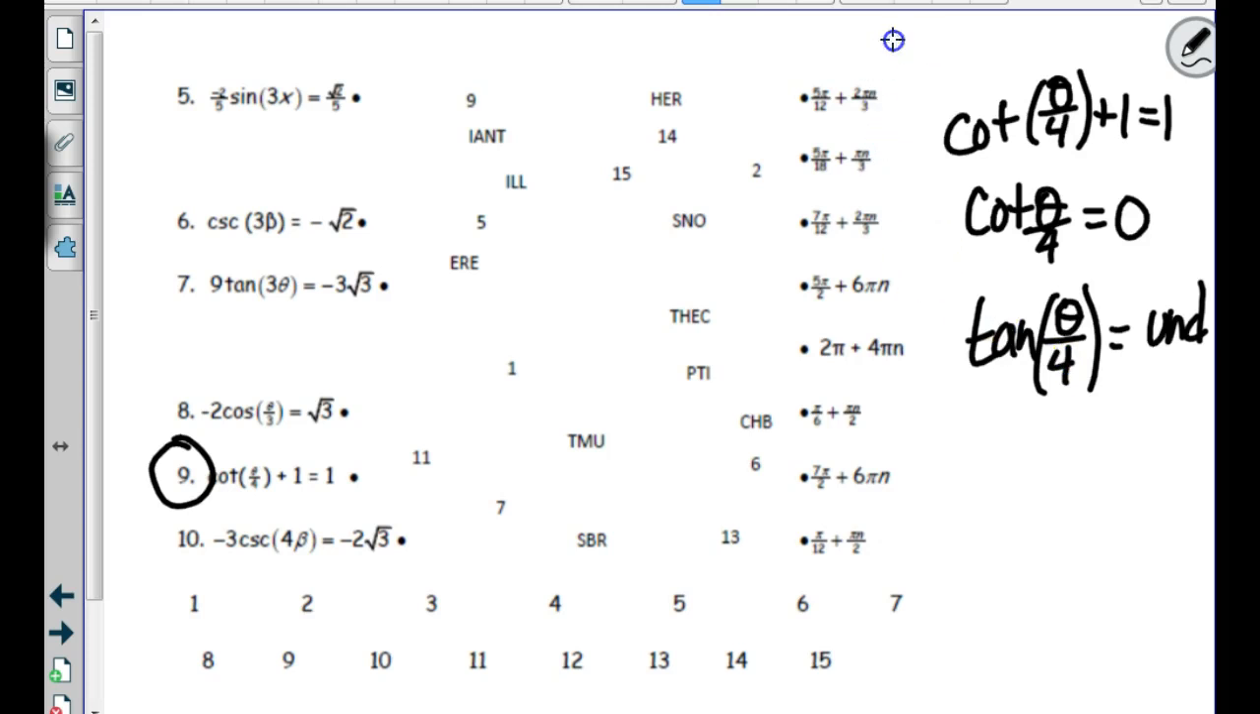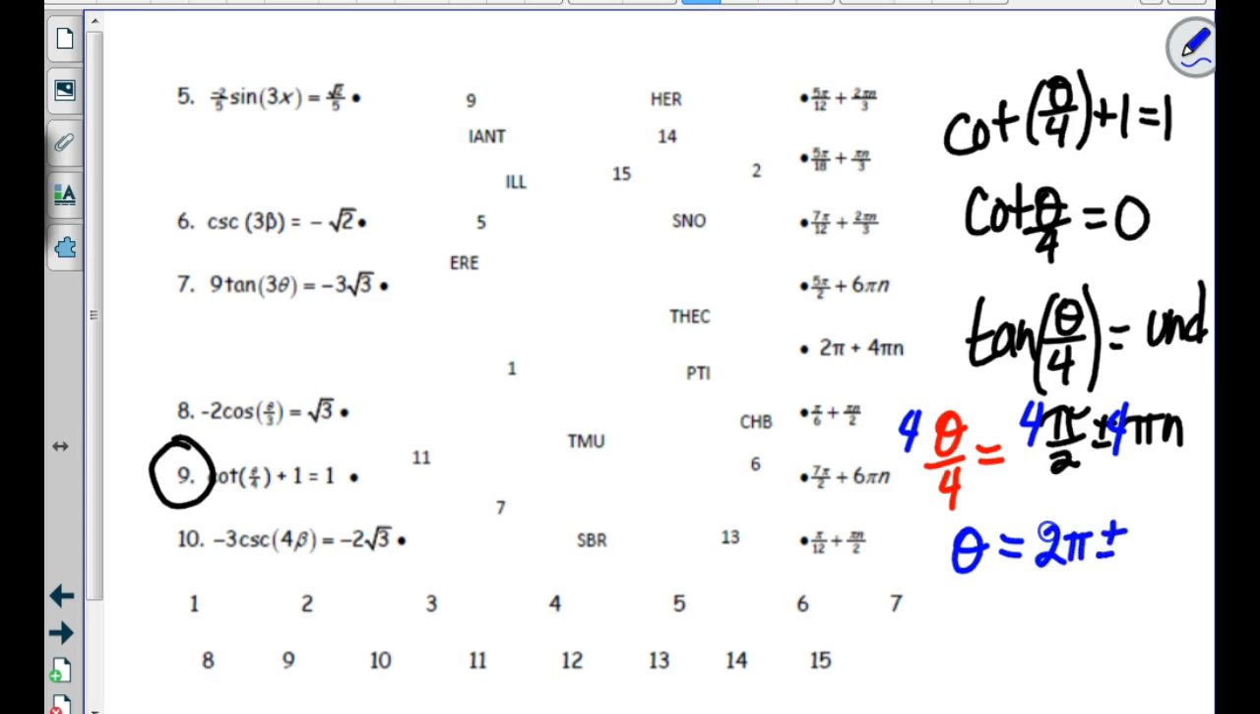When you put y over x, it would be pi over 2 and 3 pi over 2, or pi over 2 plus or minus pi n. But I still have to get rid of what? This is not on the quiz, I promise. To get rid of a divide by 4, we're going to multiply by 4. So we'll have theta equals 4 pi divided by 2, which is 2 pi, plus or minus 4 pi n.